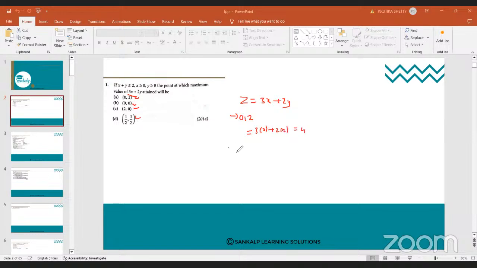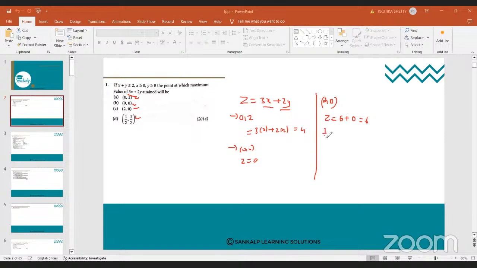Next, when I substitute the second point (0, 0), z will be 0 only. Next, when I substitute the third point (2, 0), z will be equal to 3 into 2, which is 6, and 2 into 0 is 0, so the value will be equal to 6.